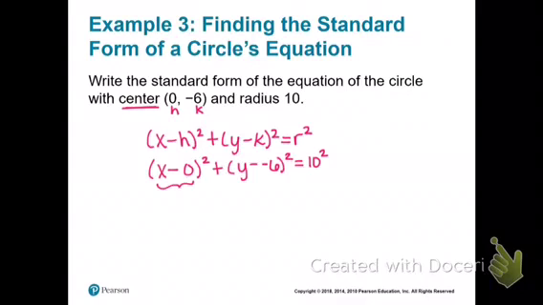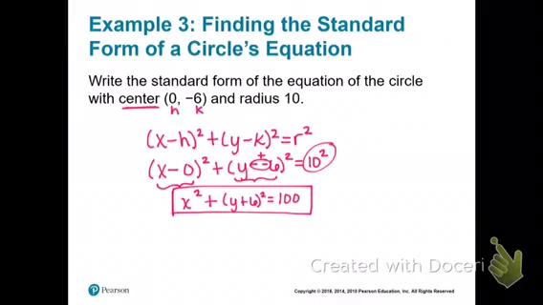Can I combine x minus 0? No. What is anything minus 0? Itself, right? So x minus 0, we could just simplify as x². Plus, what can I do in the second parenthesis? Well, the minus and negative, I can change that to a plus 6. Good. And then what is 10 squared? That's 100. So there's the equation of the circle that it asked for.